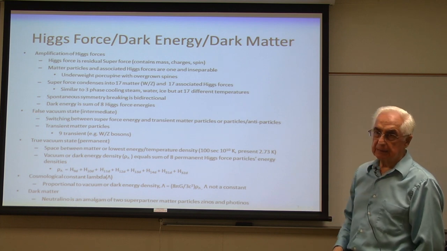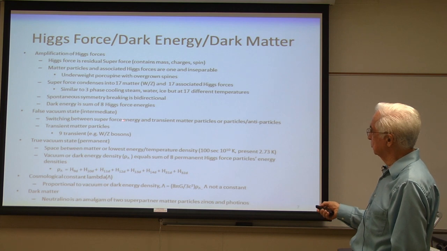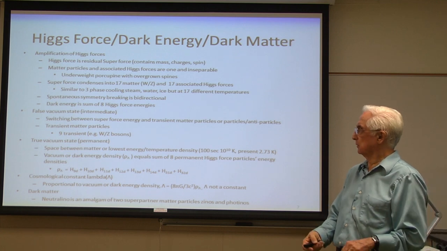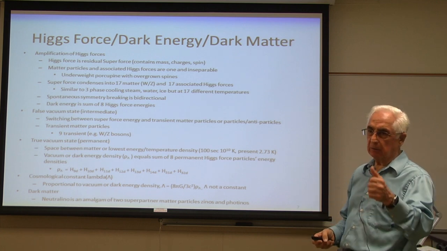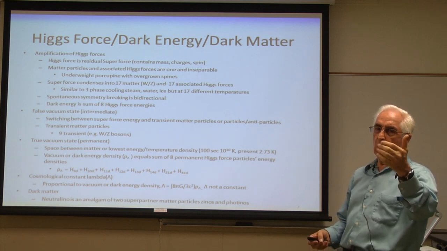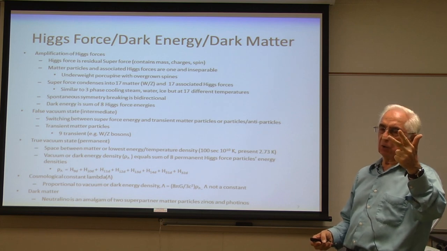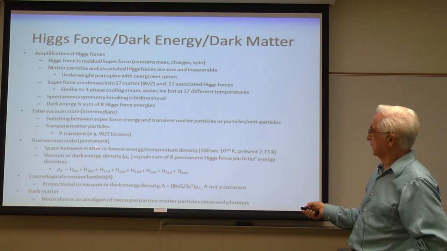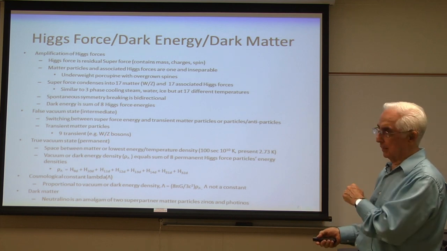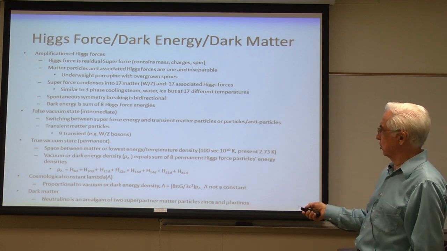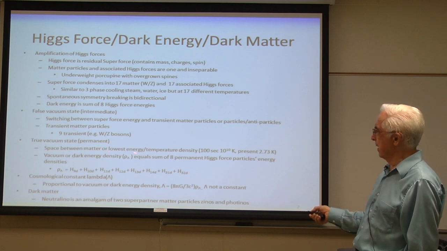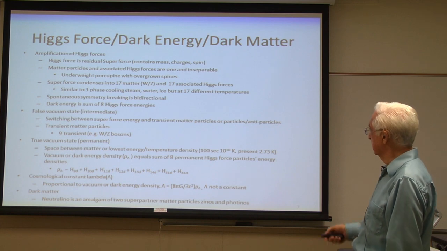The false vacuum state is an intermediate state. This is where you have switching between the superforce energy and either transient matter particles or particles and antiparticles. There are nine transient matter particles: the top quark, the bottom quark, the charm quark, the strange quark, the muon, the tau, the gravitino, the gluino, and the WZ boson. The WZ boson is a transient matter particle. It is not a boson, as I will describe in one of the subsequent charts. The true vacuum state is a permanent state. This is the space between matter, or the lowest energy temperature density.